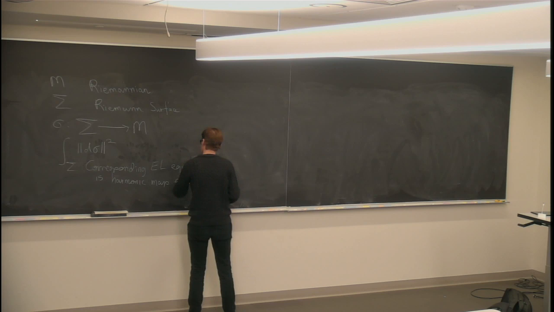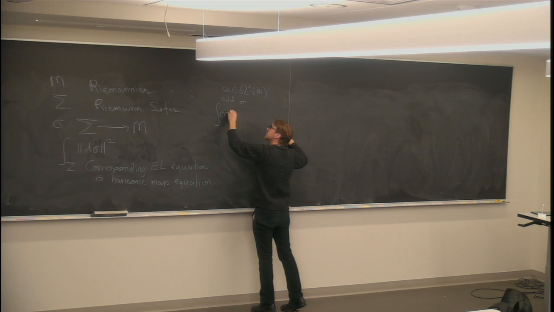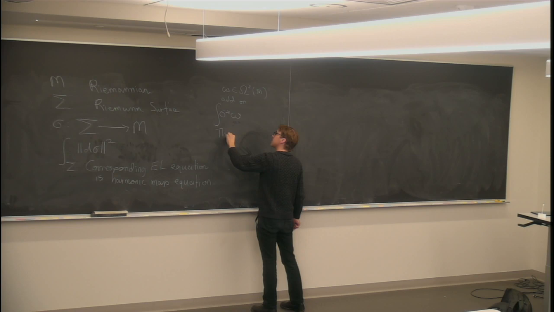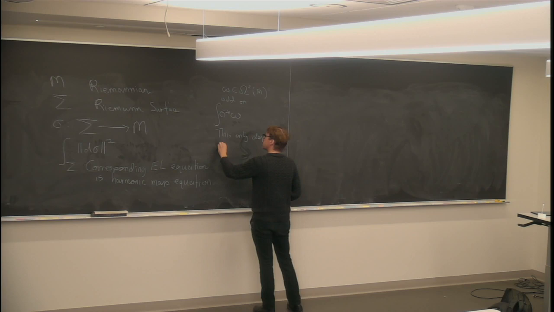Of course, this can be varied. If I have a 2-form on M, we can also add on the pullback of the 2-form to vary this Lagrangian and to vary the harmonic map equation. And for future reference, we note that this only depends, at least up to some topological terms, which don't affect the equations, on dB over M.